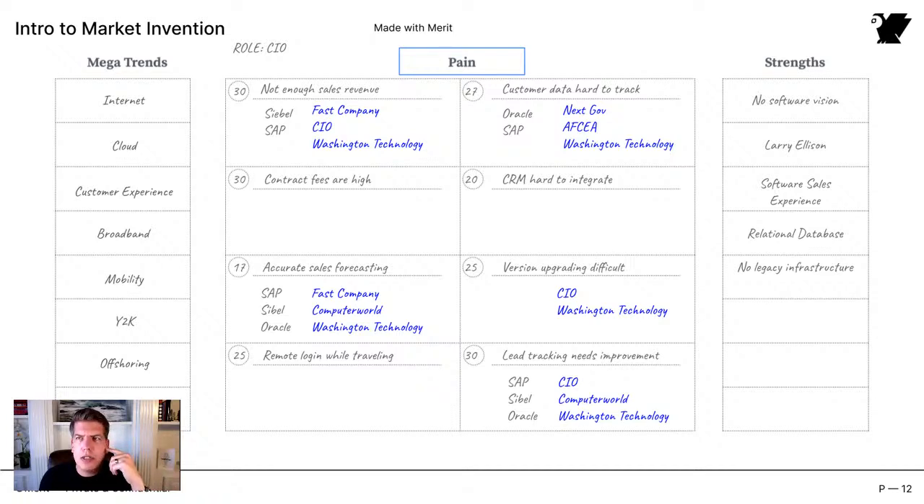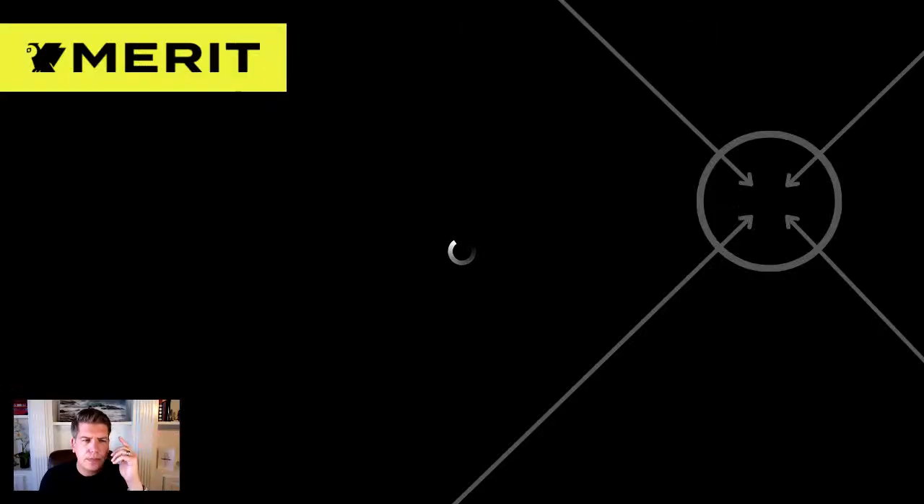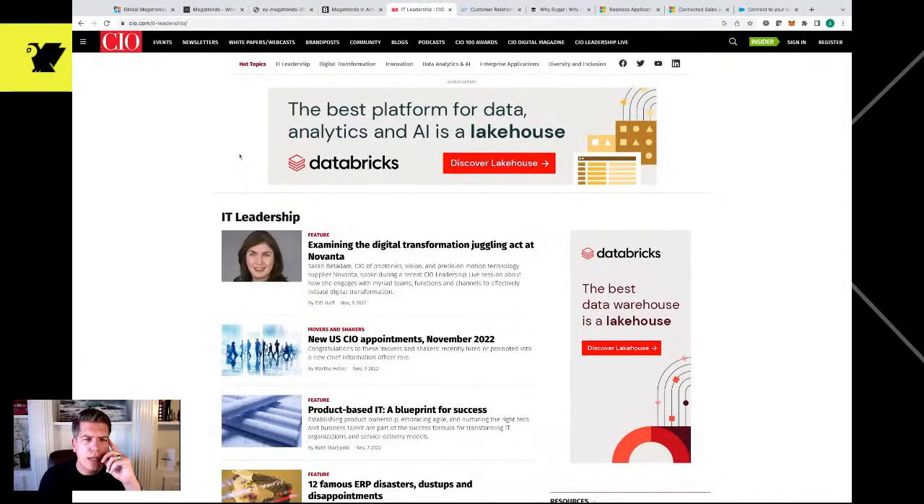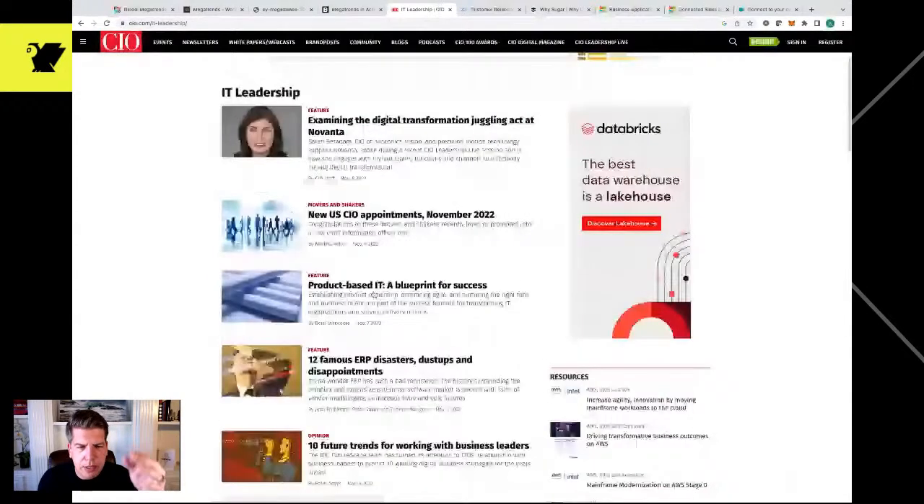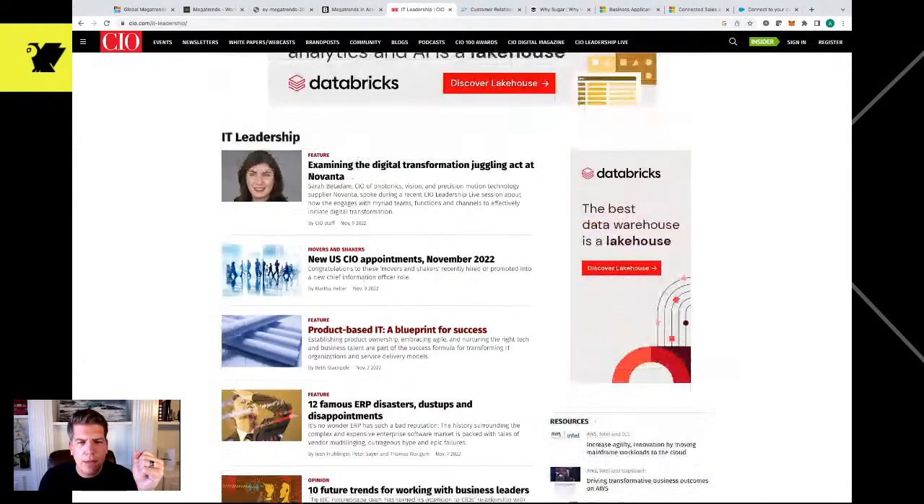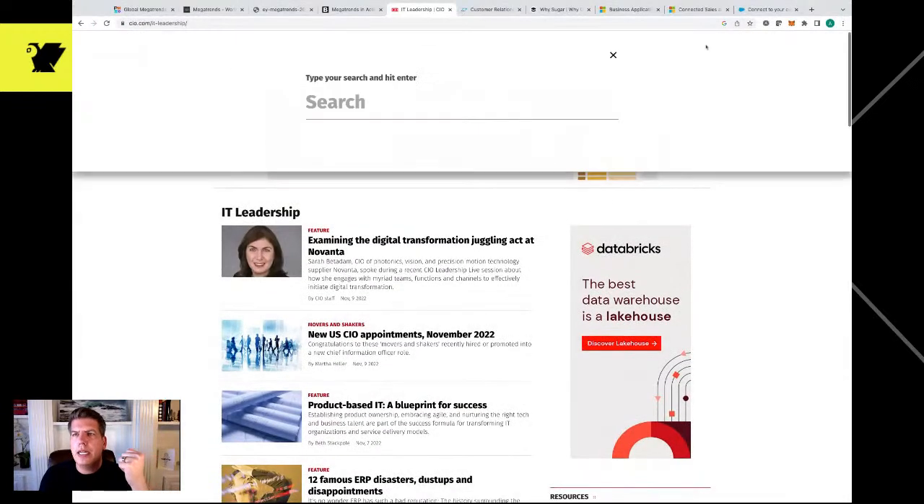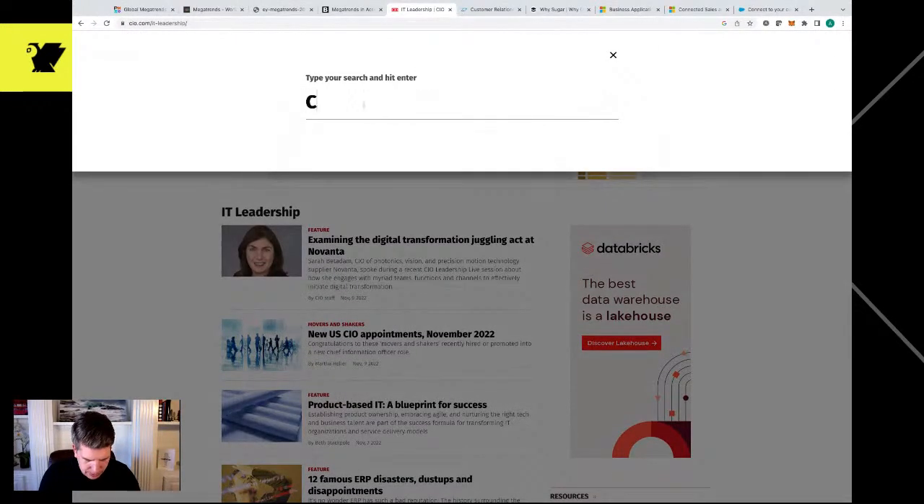And again, I'm going to real quickly hop over here to just the CIO, just to share with you so everyone sees what we're looking at here. We'll go to CIO Magazine, go into their IT leadership and look at what they're talking about. We could put CRM in here: disruptions, disappointments, product-based IT, a blueprint for success. Okay, product-based IT. Well, who's driving the product-based IT? New US appointments. These guys are really good at looking at this stuff. So you can look at CRM.